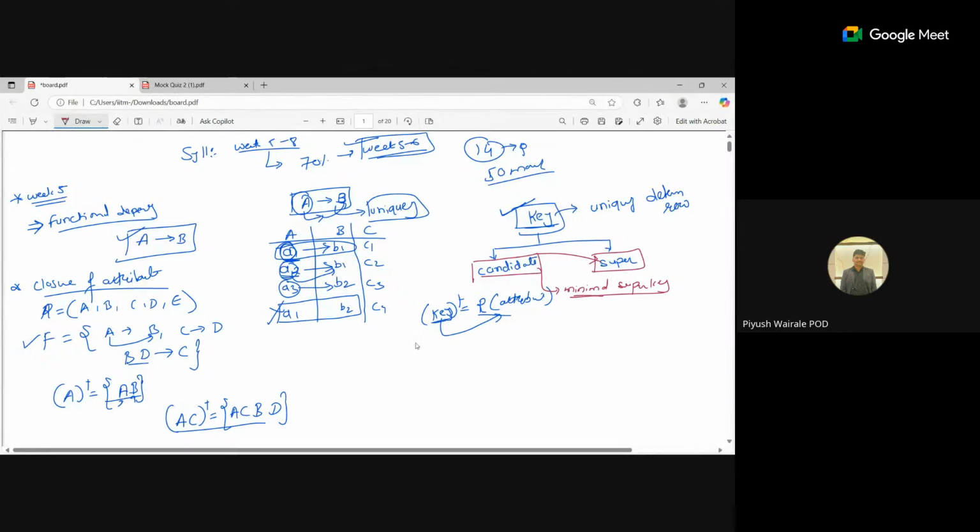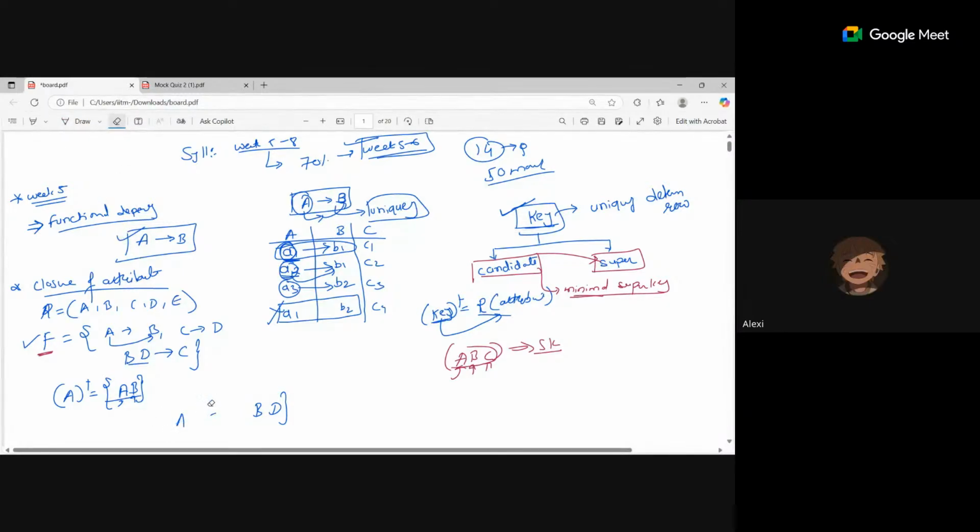So if I say ABC is a super key here, we need to check whether A is a key or B is a key or C is a key, or any combination of AB, BC, AC is a key. That will be a minimal super key, and that will be the candidate key here, right? But how do we find the candidate key if we have a functional dependency? How to find a candidate key? With the help of closure.